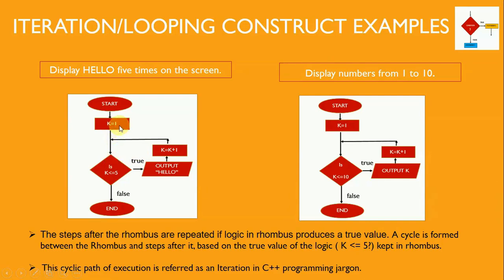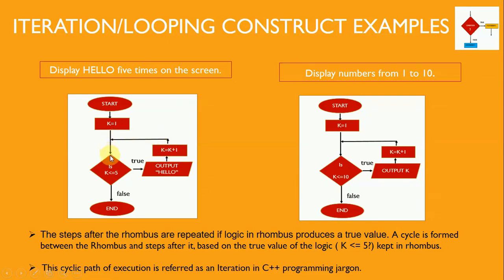So earlier my k was 1. After this statement, k will become 2, and it will again check. As 2 is less than or equal to 5, the condition is true. It will output hello. After that, it will move up. Again, k equals k plus 1. As k was 2 earlier, it will become 3. And my program control will flow like this, and it will come down, and it will again check, is 3 less than or equal to 5? Yes, it is true. So it will again display hello, and it will again move up and increment k by 1. So k will now become 4, and it will move like this again.